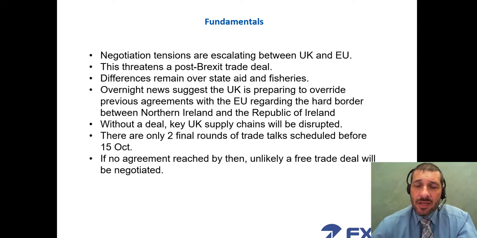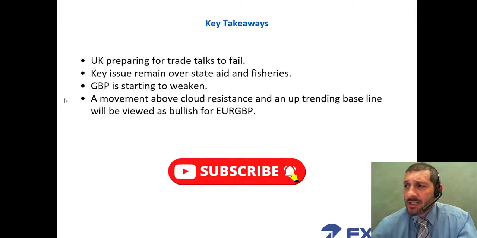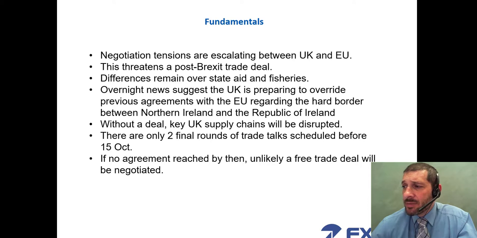Now, these are the fundamentals that we are looking at. Negotiation tensions are escalating between the UK and the EU, and this is threatening a post-Brexit trade deal. Differences remain over state aid and fisheries, and news overnight suggests that the UK is preparing to override previous agreements, particularly with regards to the hard border between Northern Ireland and the Republic of Ireland. Without a deal, key UK supply chains are likely to be disrupted.